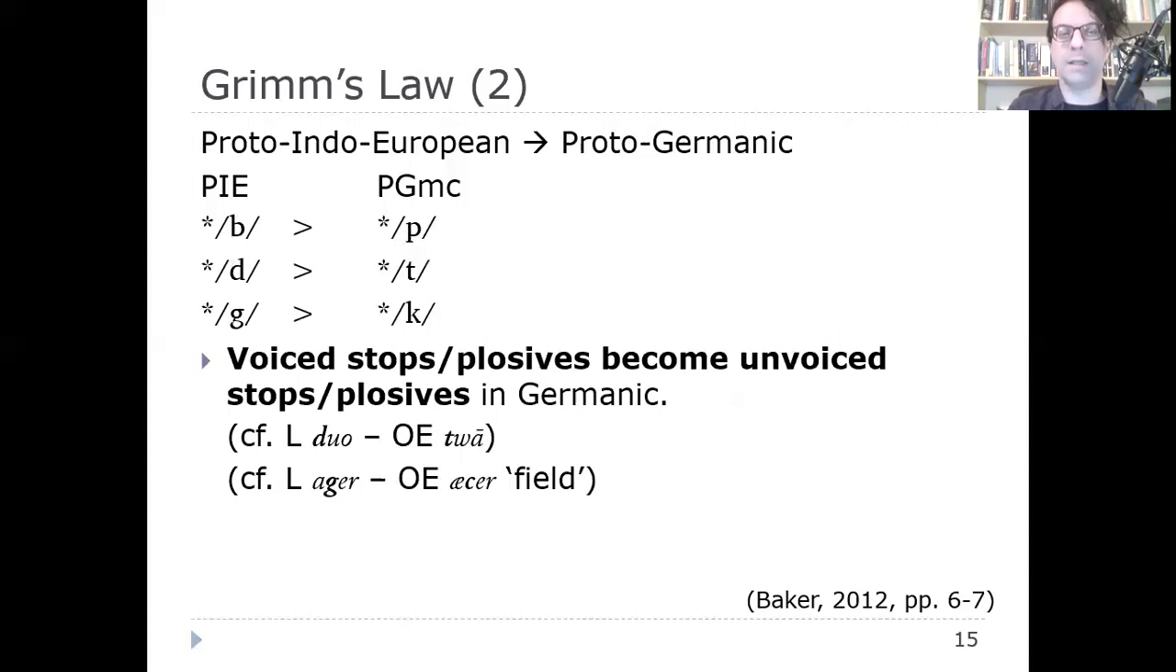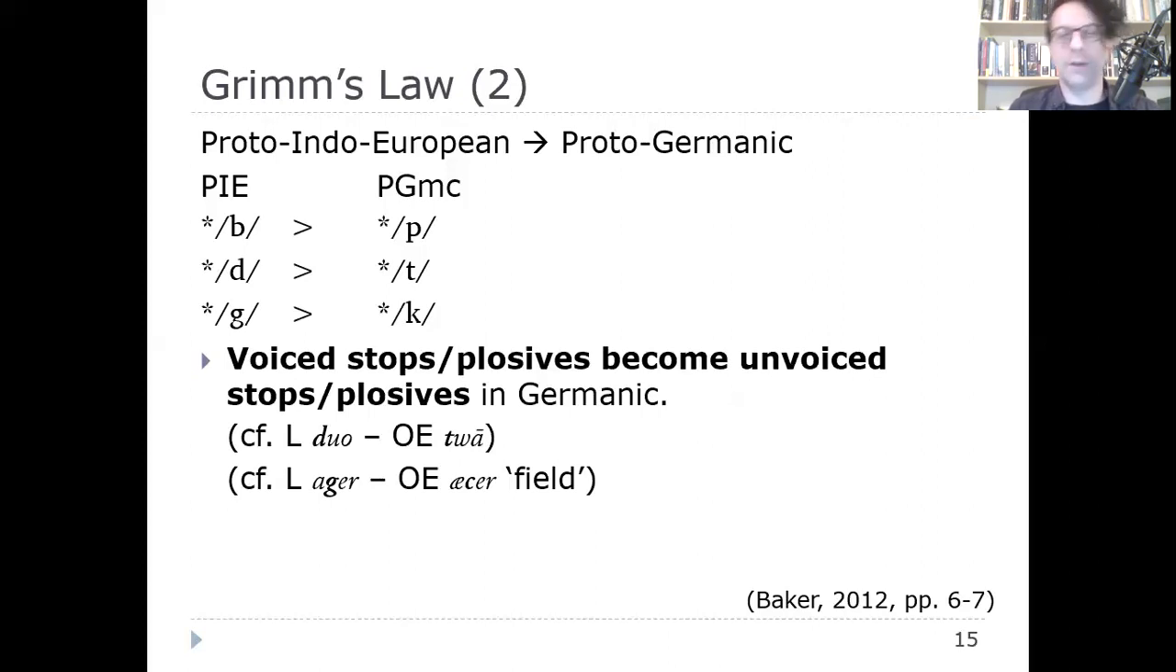Proto-Indo-European B, D, and G. So now we're talking about the voiced plosives that were there and that we see showing up in Latin, for example. They all became unvoiced plosives. So they sort of lost their voicing, you can say, whenever they occurred in Germanic. This explains correspondences like the word for two, which begins with a D sound in Latin, actually, duo.